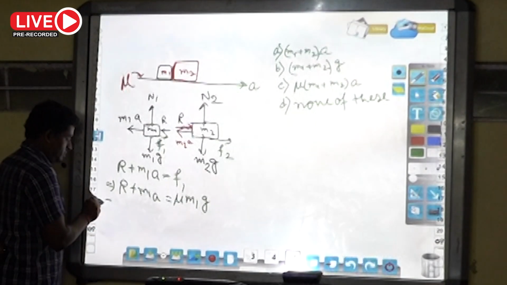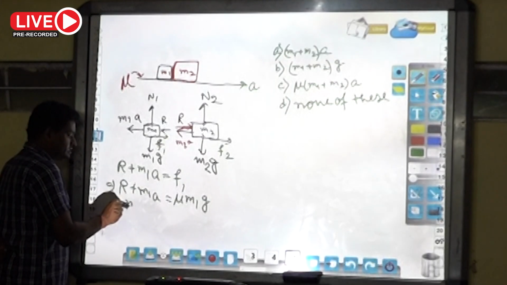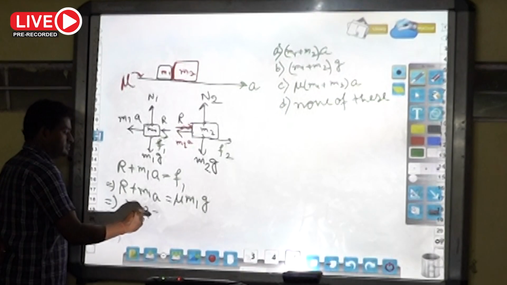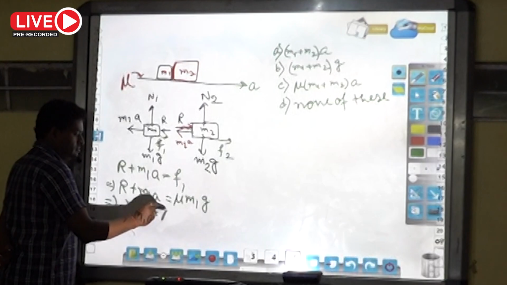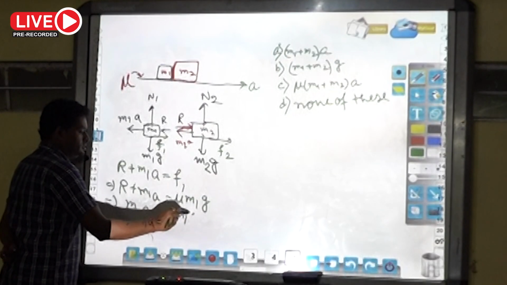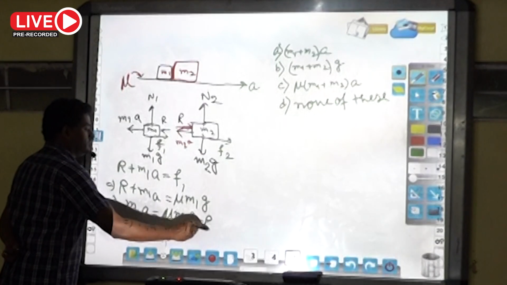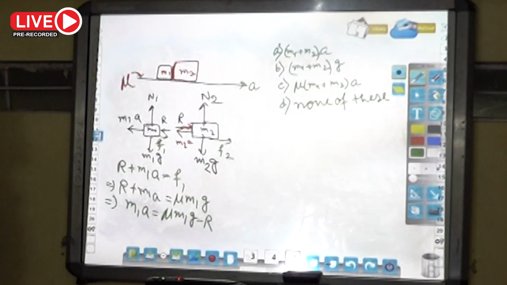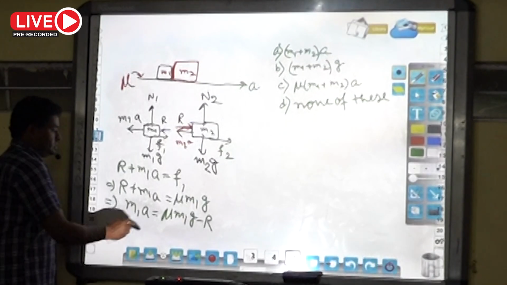Now what is m1a from this? That is mu m1g minus R. R plus m1a equal to F1, so F1 can be written as mu m1g. Then we can write m1a equal to mu m1g minus R. So this is my first equation.